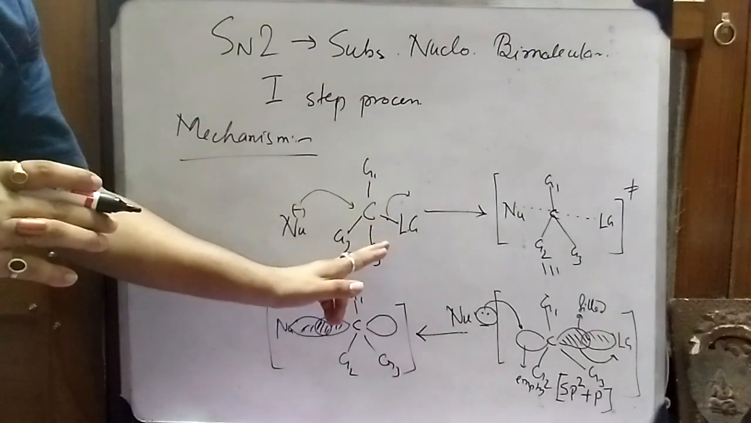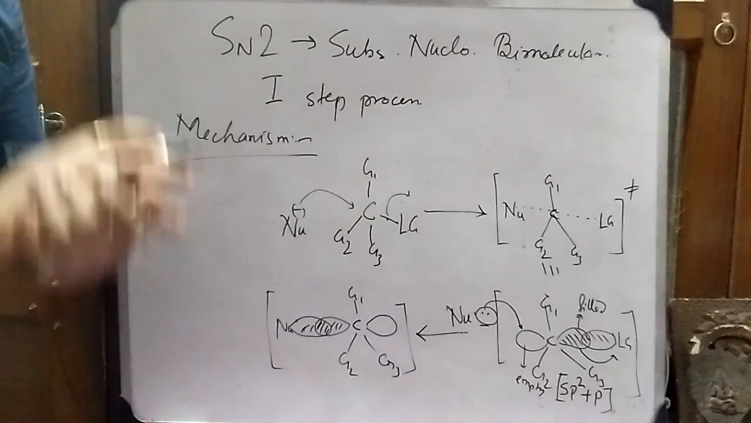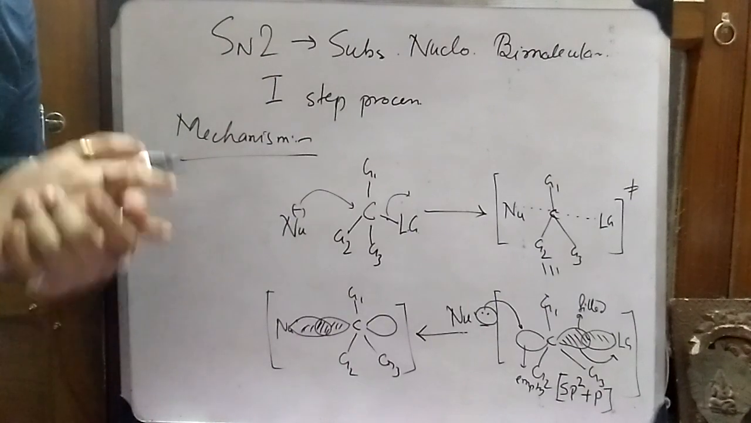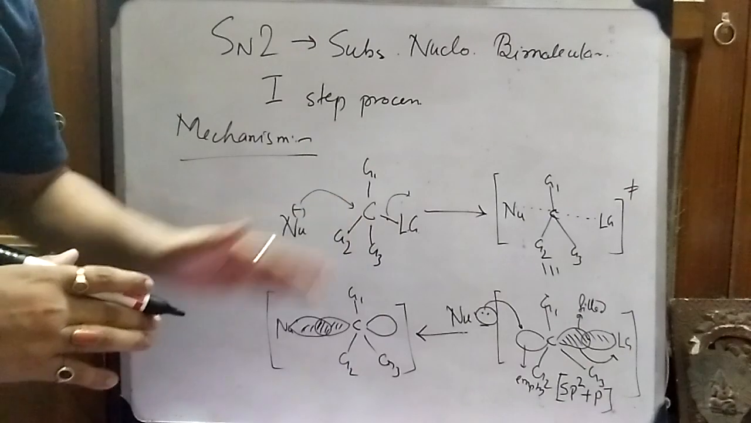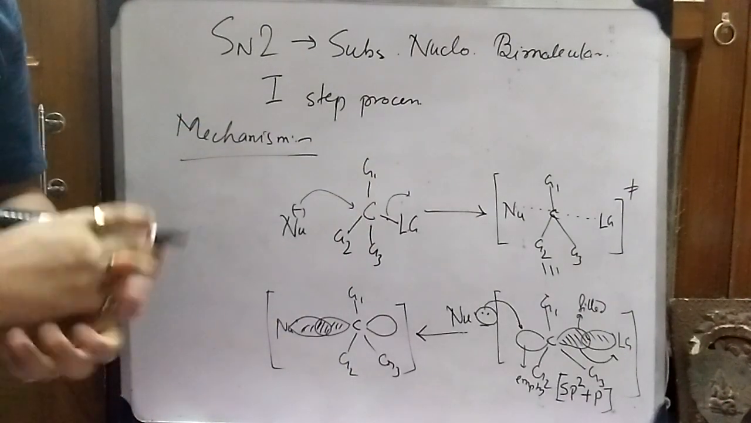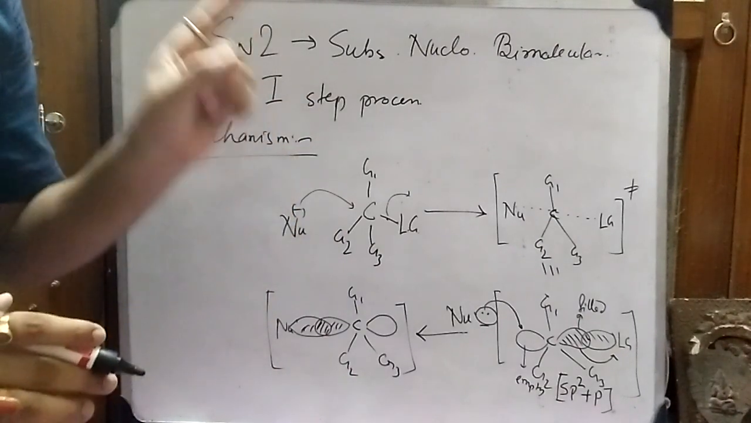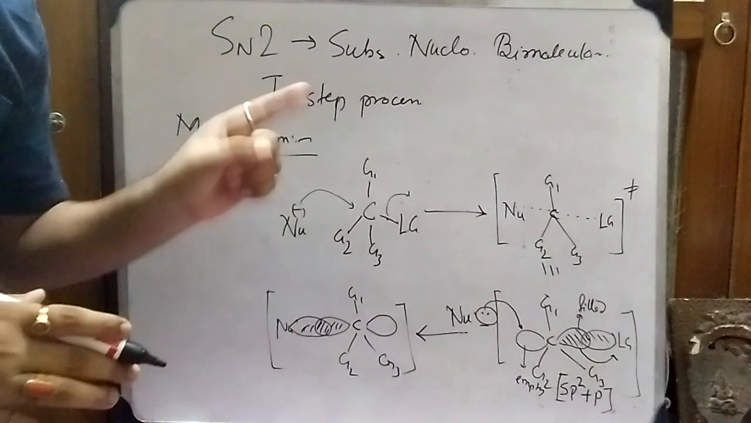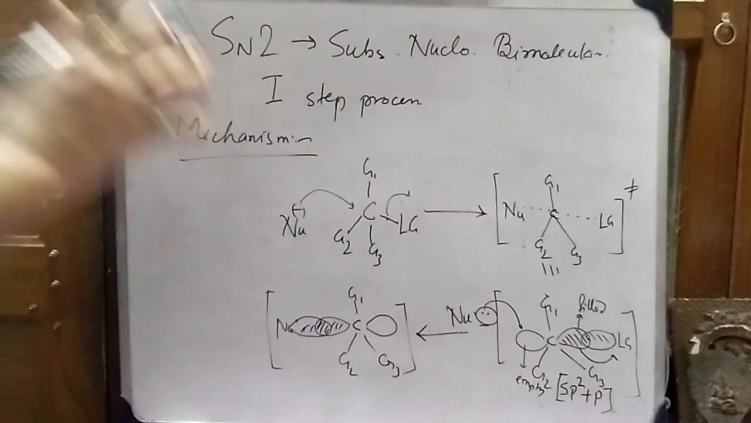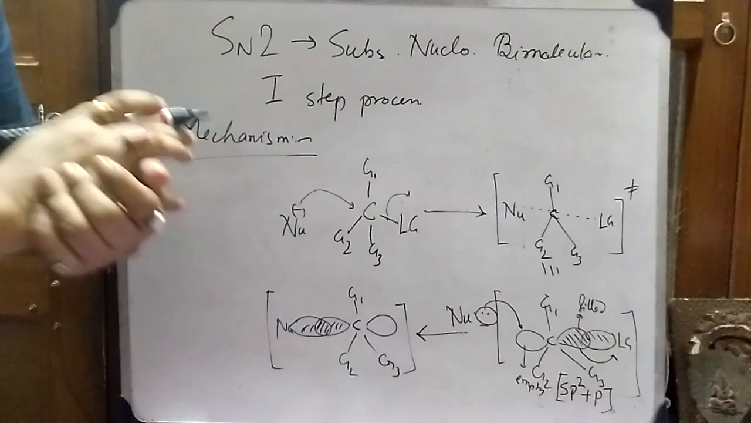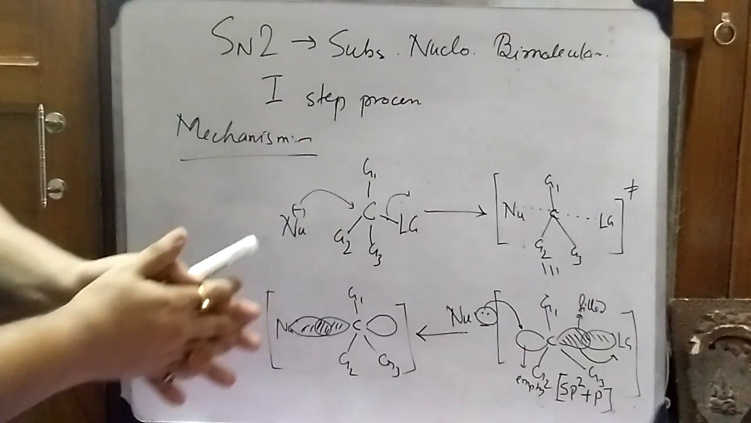First breaking occurs, then making takes place, because carbon cannot have more than 4 bonds, as it will violate the octet rule. If carbon at first takes the nucleophile and then leaves the leaving group, then at any instant it must have 5 bonds, but carbon never has 5 bonds. It can never exhibit 5 bonds, because it will violate the octet. So this is the mechanism.